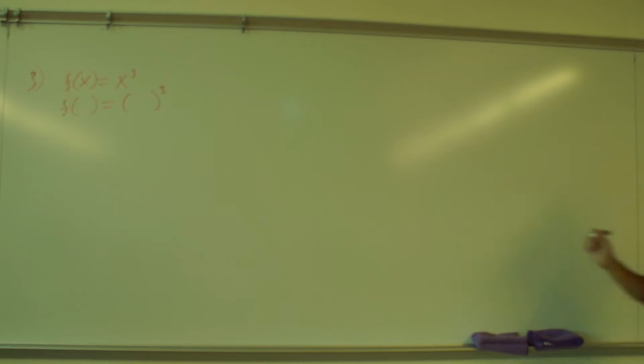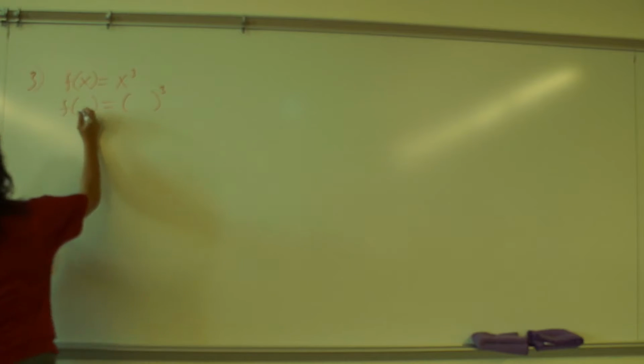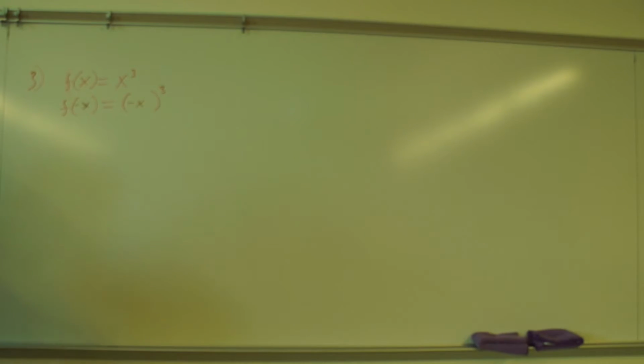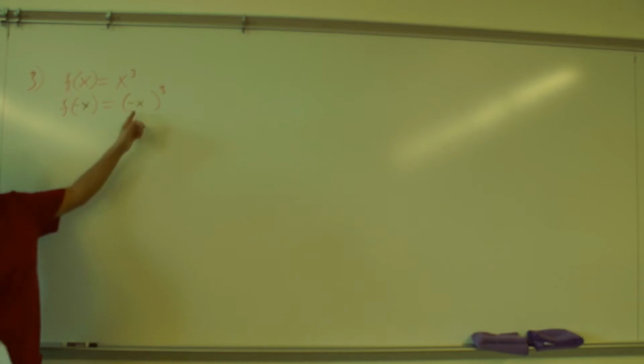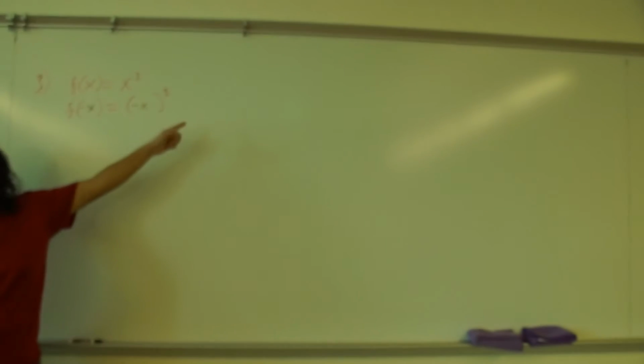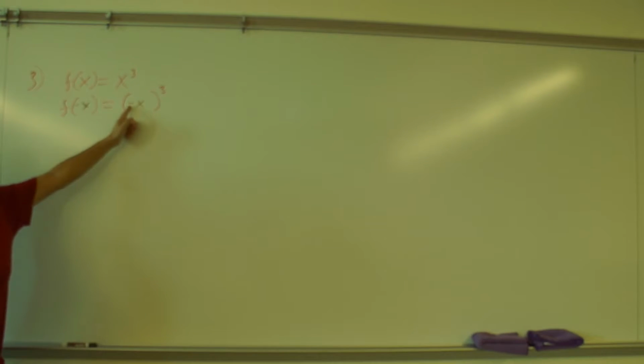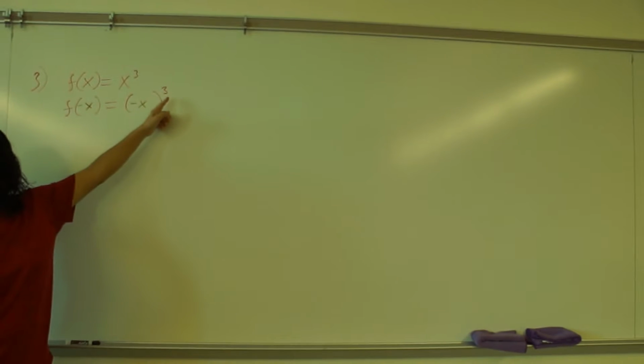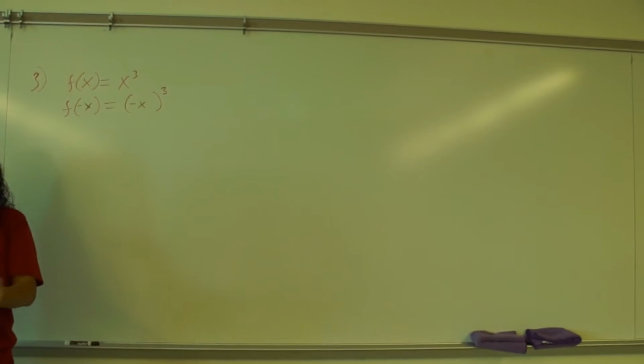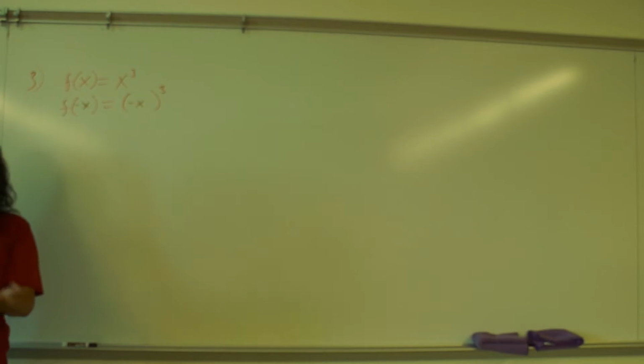We want the x to be the opposite inside. And then we're going to go and simplify this. So negative x to the third power. We're going to simplify the negative. What's negative to the third power? A negative times a negative is a positive. Times a negative, another negative is negative.